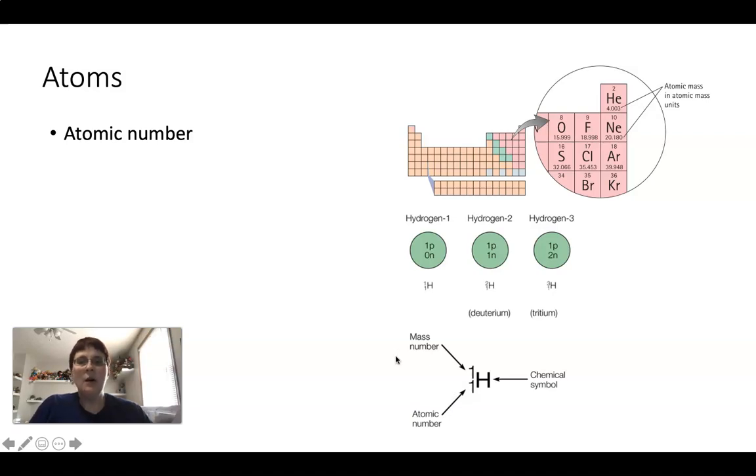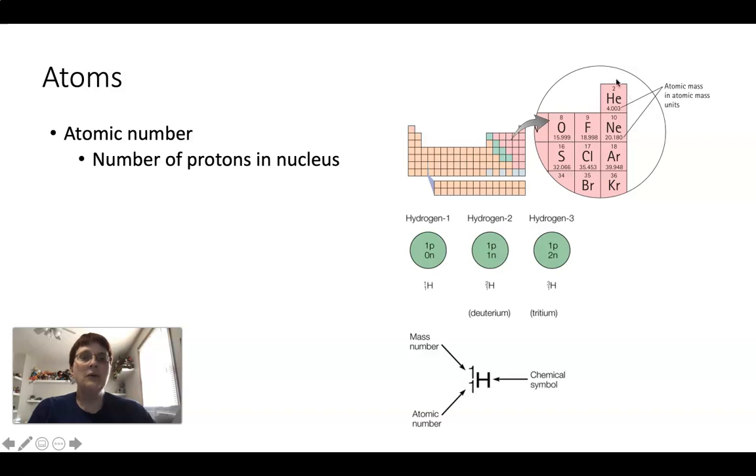So what is the atomic number going to tell you? The atomic number is going to tell you the number of protons in the nucleus. So that's the one thing that it's guaranteed to tell you about that atom. It will tell you the number of protons in the nucleus because the number of protons is what gives that atom its properties, its physical and chemical properties. If you change the number of protons, you change the element.